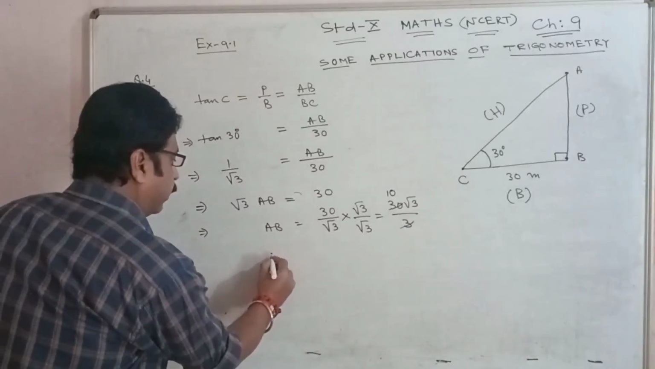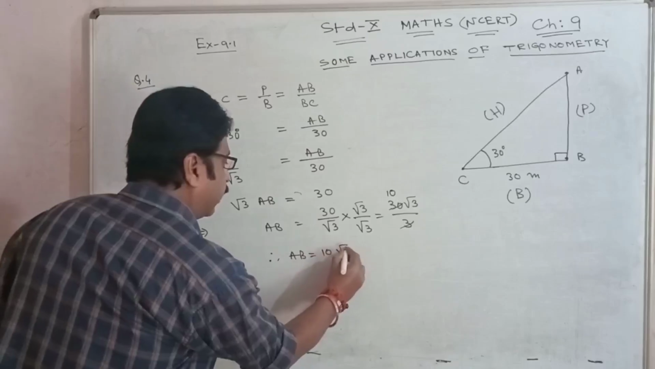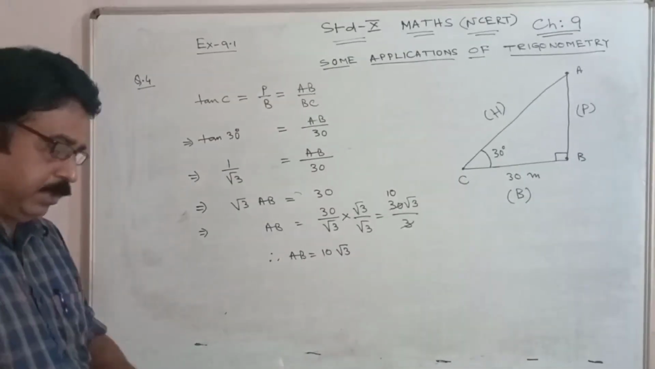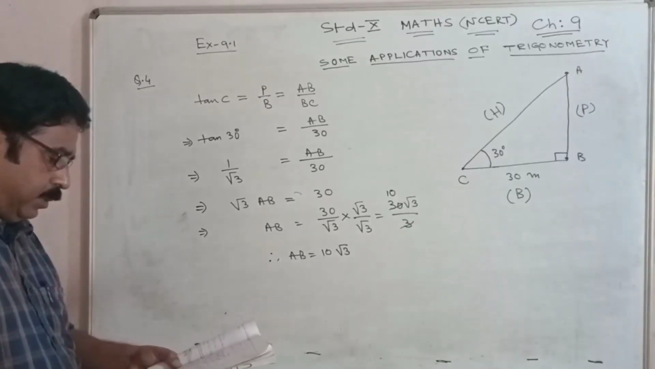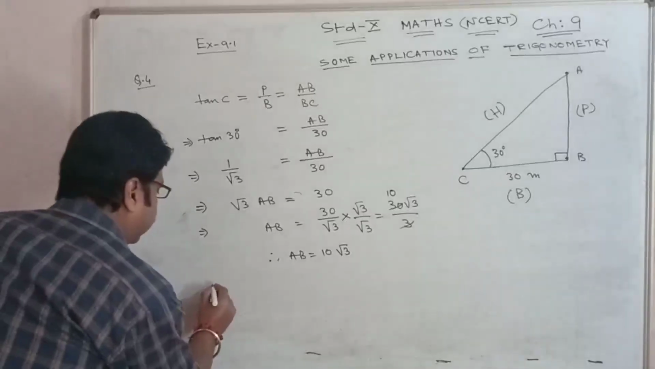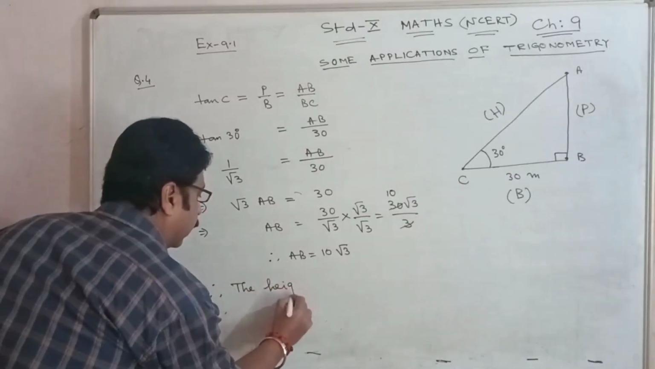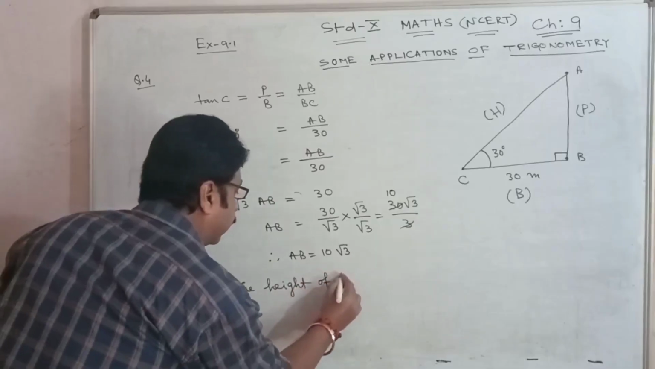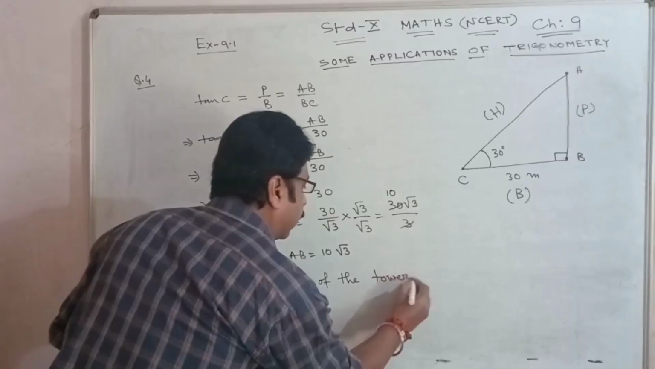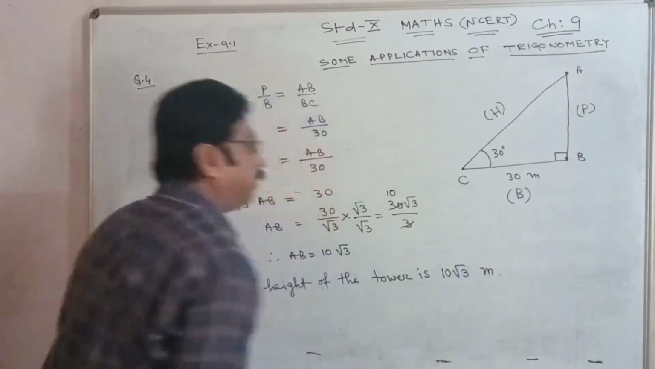Therefore, AB equals to 10 root 3. Therefore, the height of the tower is 10 root 3 meter.